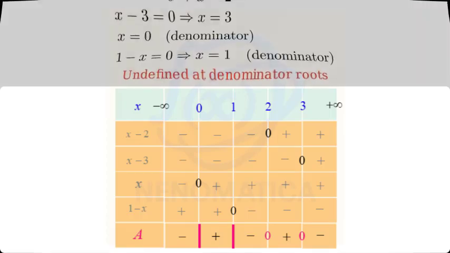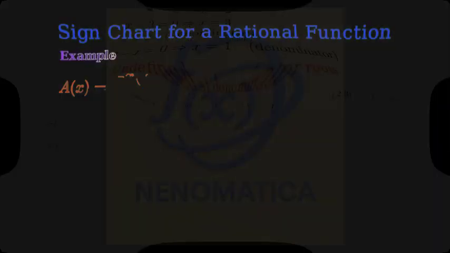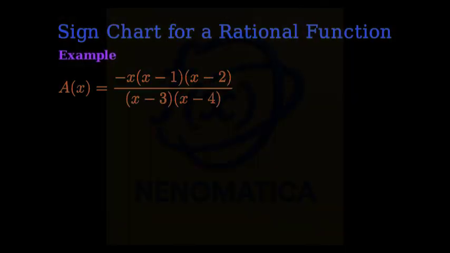In this lesson, we will determine the sign of a rational expression using the classic factor sign chart. Our example is capital A of x equals negative x times x minus 1 times x minus 2, all over x minus 3 times x minus 4. We'll follow 3 steps. Find zeros and restrictions, build the sign chart for each factor, and then combine the signs to get the sign of A on each interval.